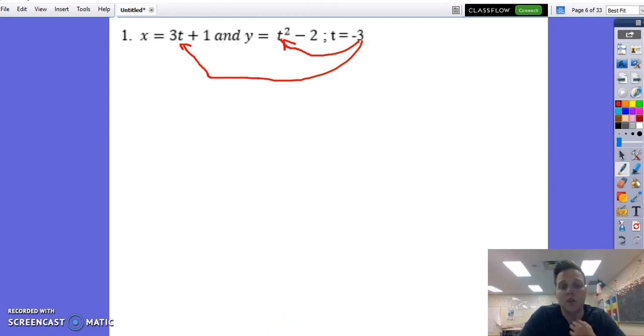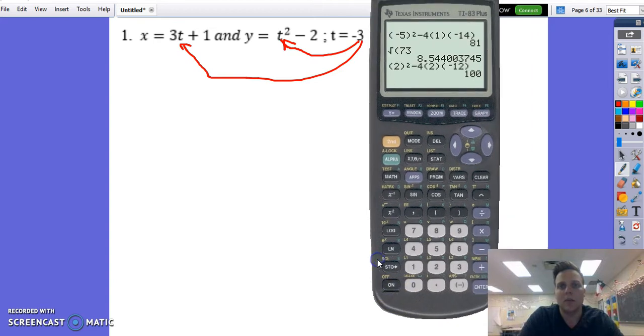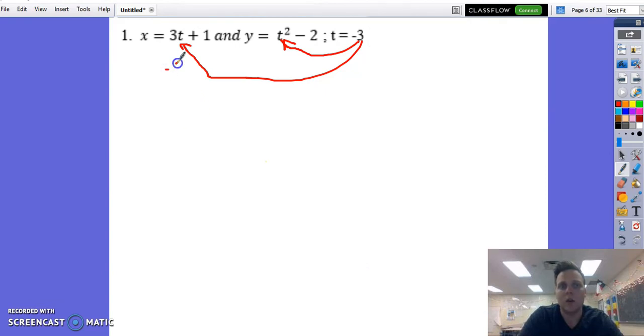So I'm going to let the calculator do all the hard work for me, okay? So I already know that t is negative 3, so for x, I'm doing x equals 3 times negative 3, so I'm just replacing t with negative 3, plus 1. Oh, I missed my plus 1. Plus 1. Wham, bam. It's negative 8. So x is equal to negative 8.